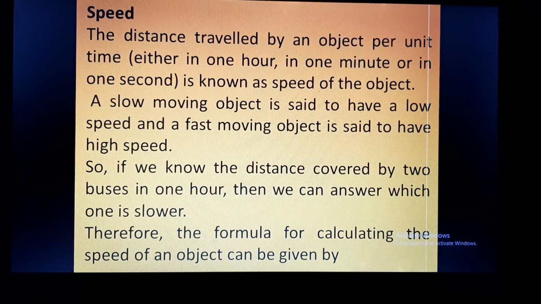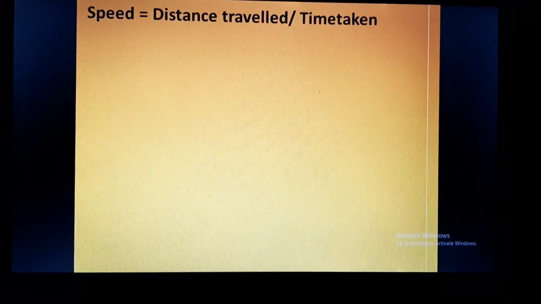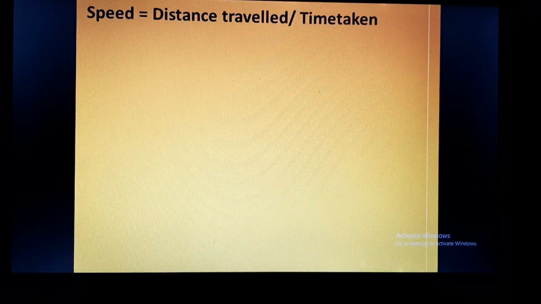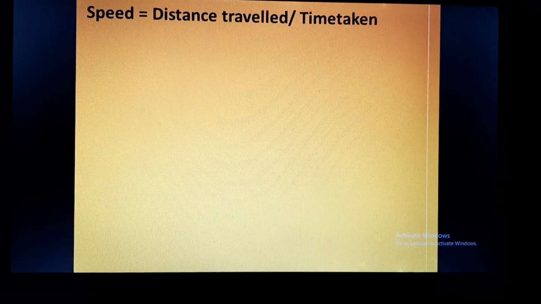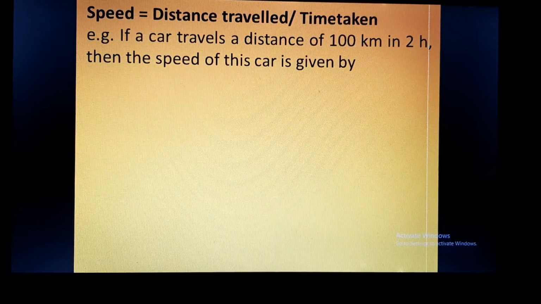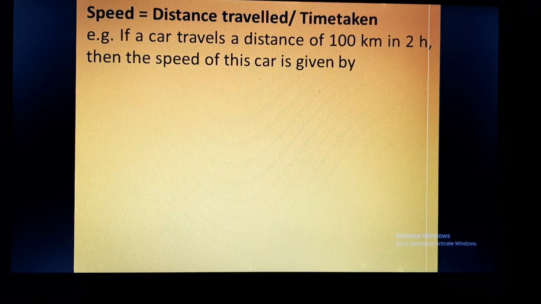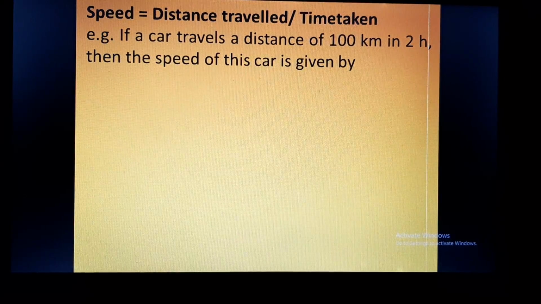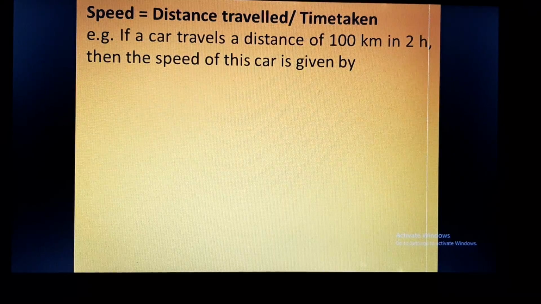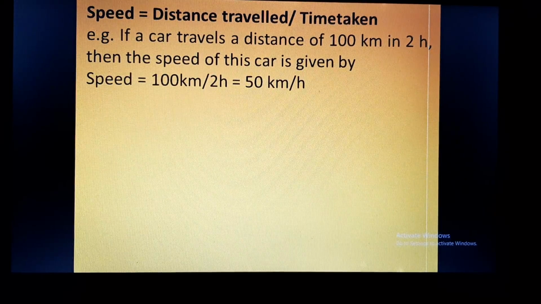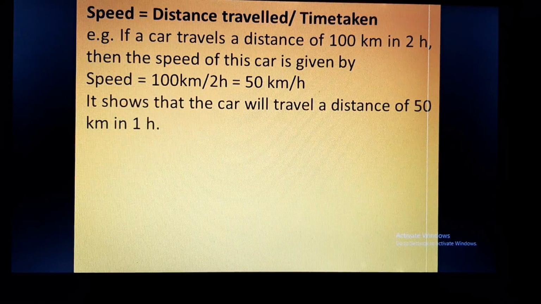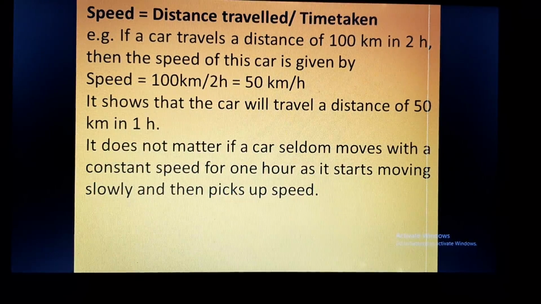Therefore, we can deduce a formula to calculate the speed, which is distance traveled upon time taken. That means in how much time, how much distance is traveled. So, for example, if a car travels a distance of 100 kilometers in 2 hours, what will be the speed? 100 upon 2, that means 50 kilometers per hour. It shows that a car will travel a distance of 50 kilometers in 1 hour.